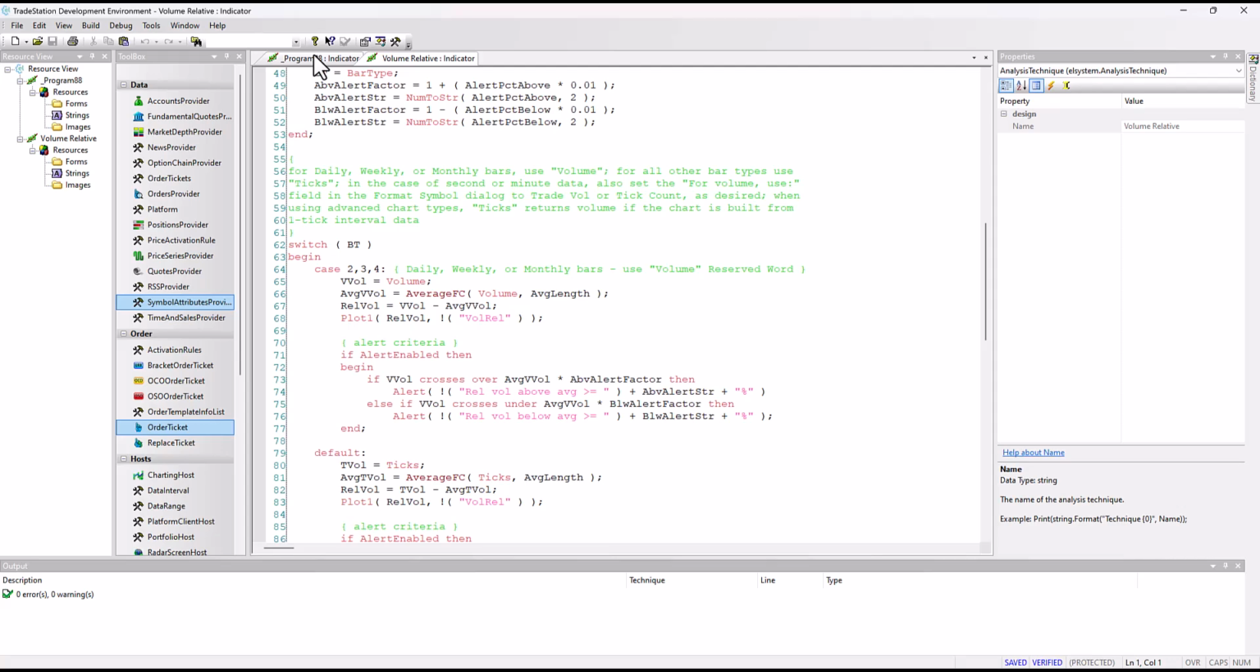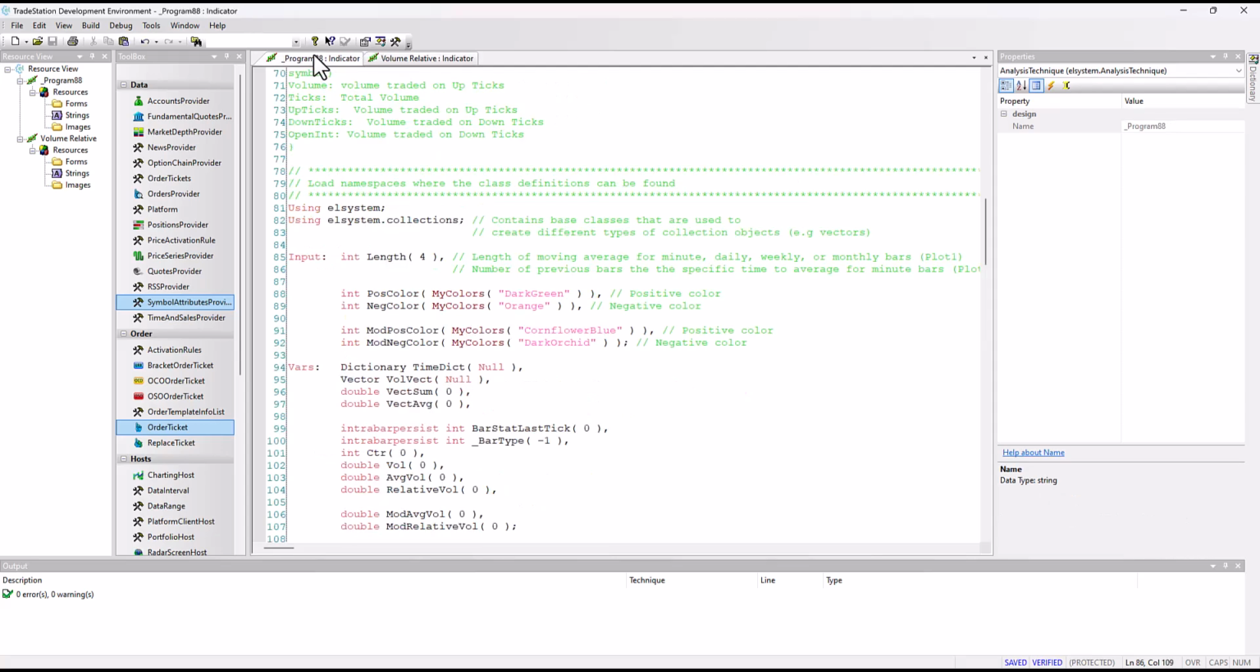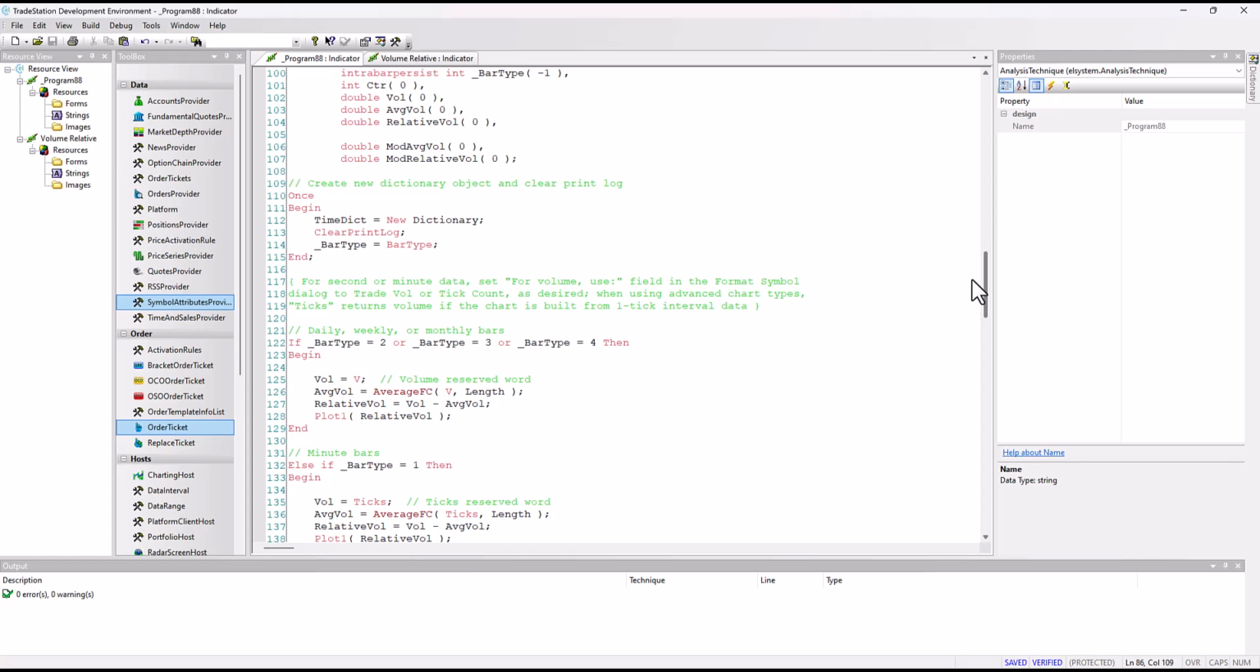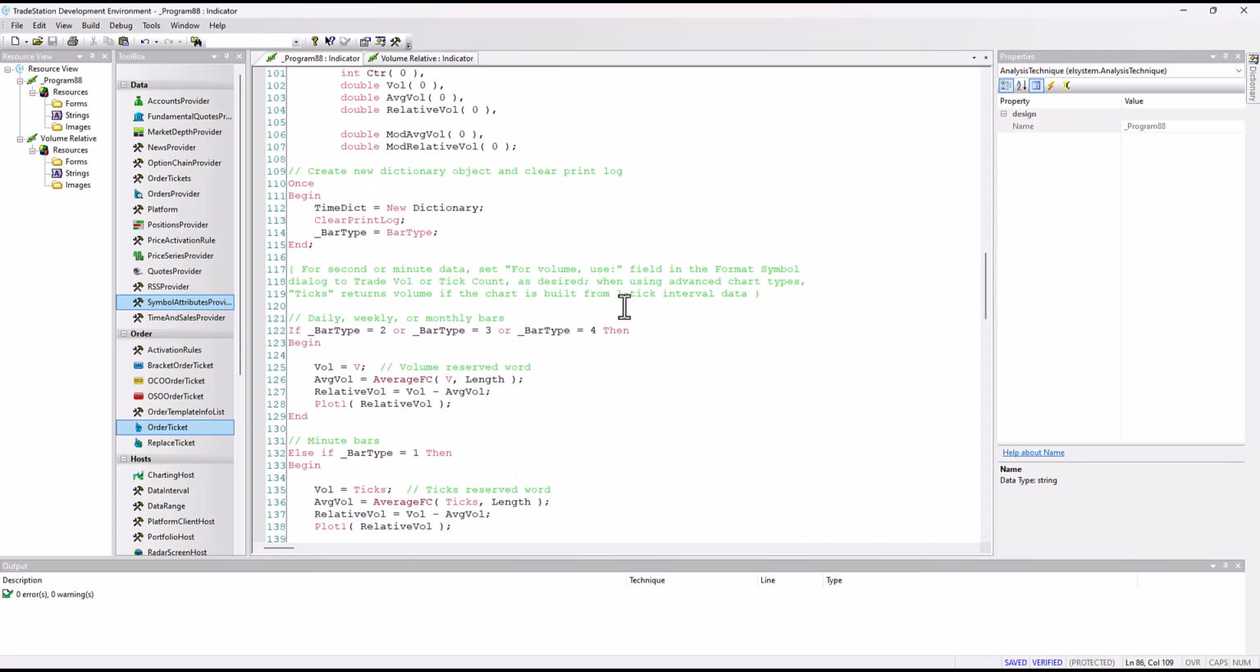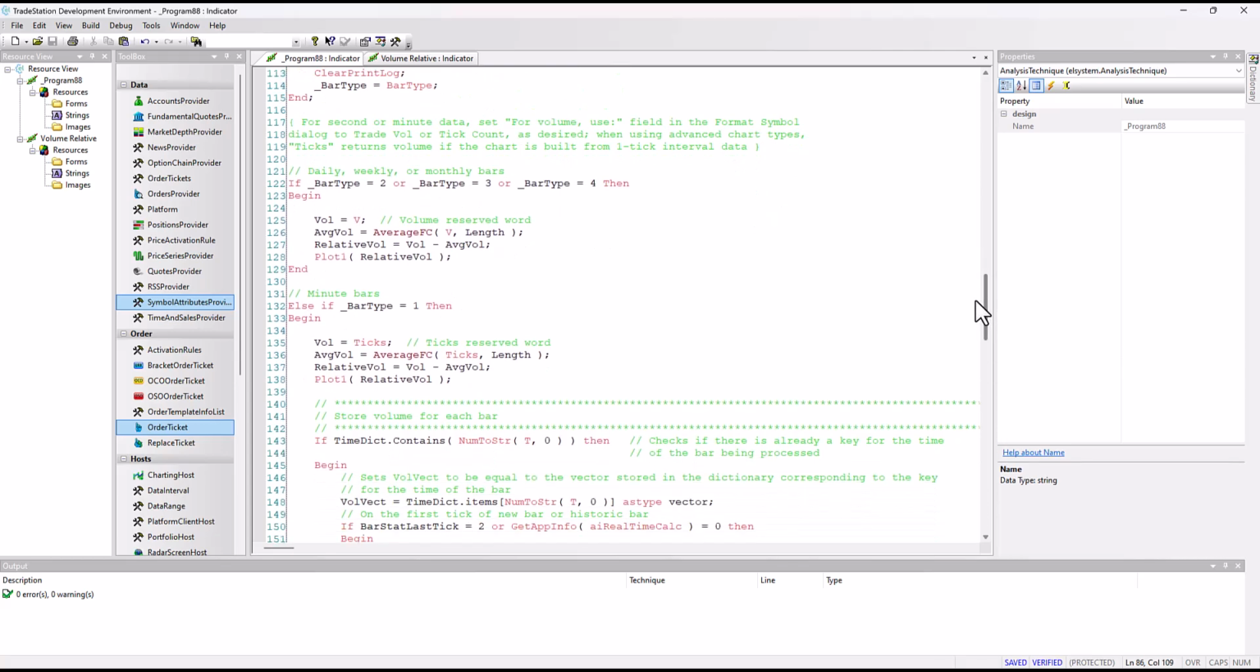Now the Markplex version of this is not too different, but it has a slight difference. So for example, if we were plotting for a weekly, daily, monthly chart, our calculation would be essentially the same. We've got the volume, we've got the average volume, and we're plotting the relative volume as volume minus average volume. And then for minute bars as well, we would do the same thing, except in this case the keyword would be ticks. So the relative volume would be equal to volume minus average volume.